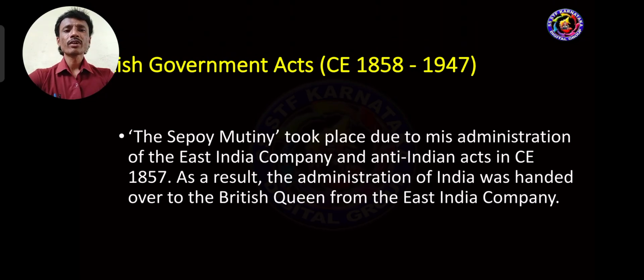Let's see. The Sepoy Mutiny took place due to the misadministration of the East India Company. We know about the complete failure of the British administration during the period of 1857. That is why anti-Indian acts, meaning negative feelings, hatred towards India.